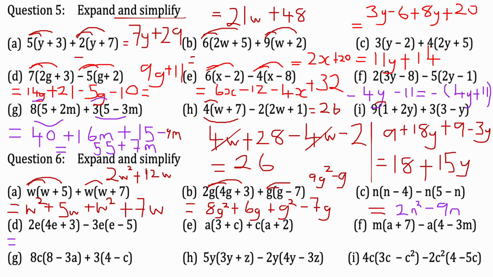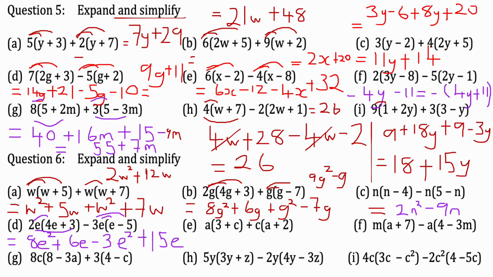For part G, guys, expanding this single bracket, I get 2e times 4e is 8e squared, and 2e times positive 3 becomes positive 6e, minus 3 lots of e times e, which becomes minus 3e squared, and then negative 3e times negative 5 becomes positive 15e.